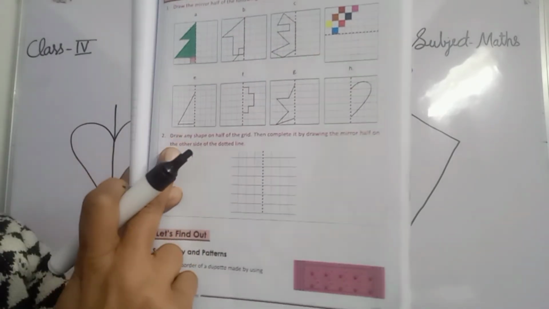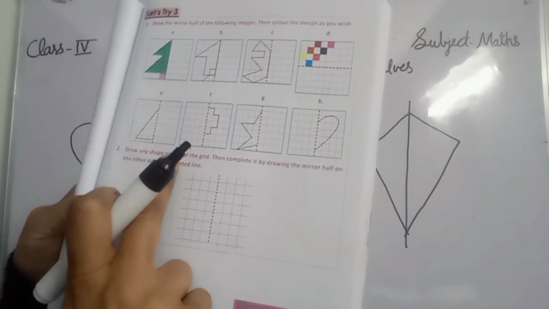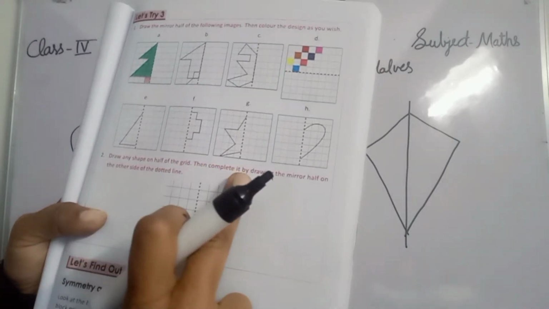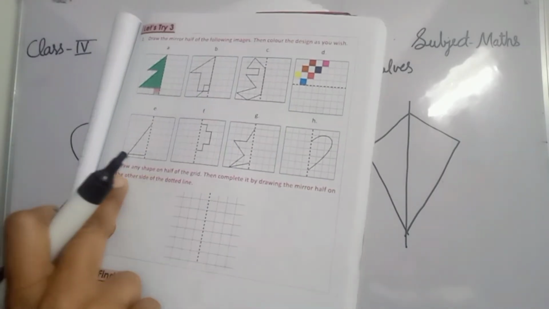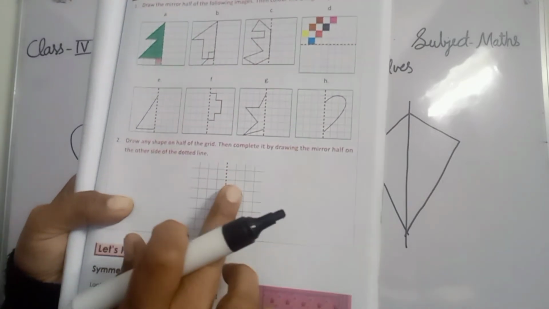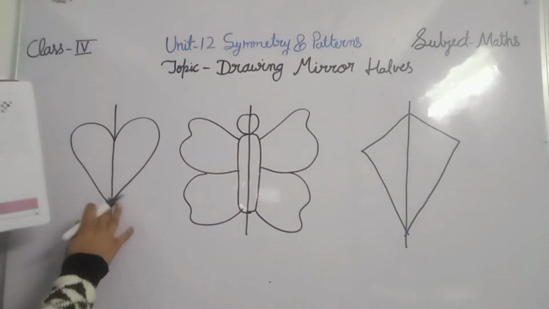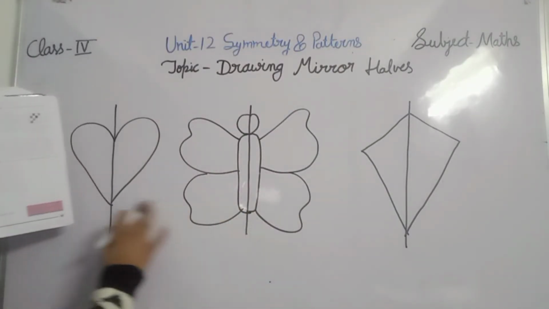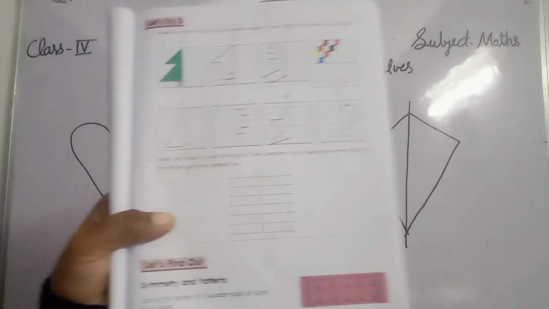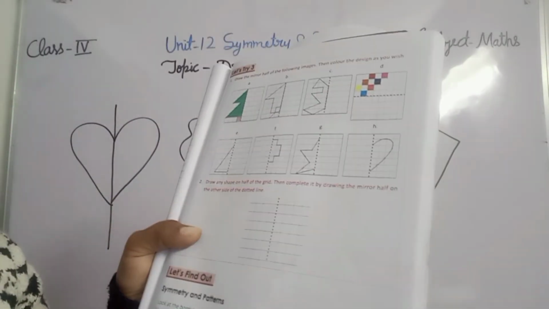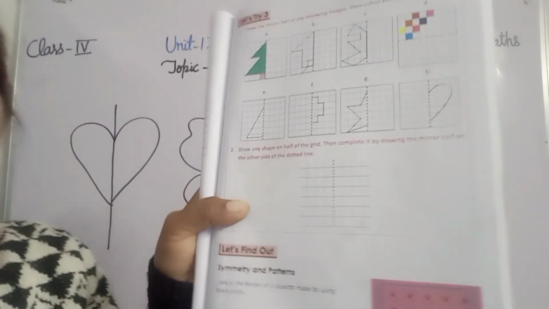Clear to everyone? Now question number 2. Draw any shape on half of the grid, then complete it by drawing the mirror half on the other side of the dotted line. So here you can draw any shape. You can choose any one shape from here, or if you want to draw on your own, you can draw it on your own. Okay, so now next is symmetry and pattern.